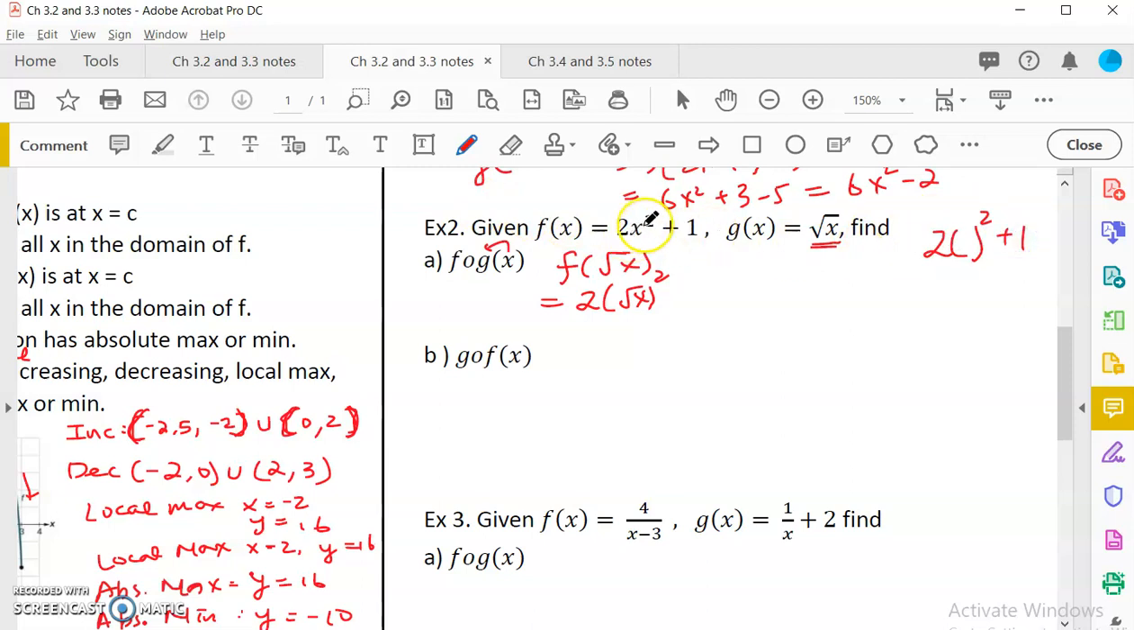So remember, x is just a placeholder. You put it here, and then you still have to do plus 1. What is square root of x squared? It's just x, right? Square and square root cancel. So 2x plus 1, and that's it.